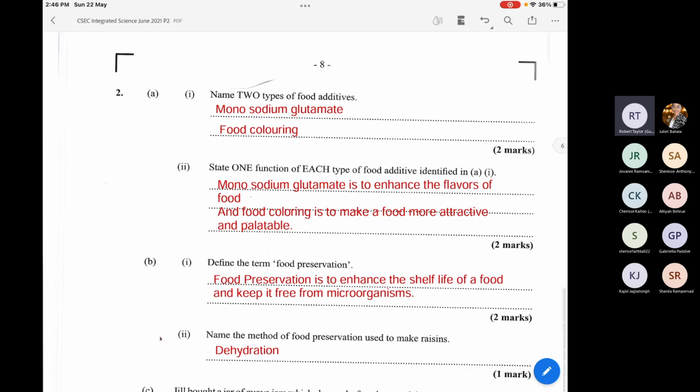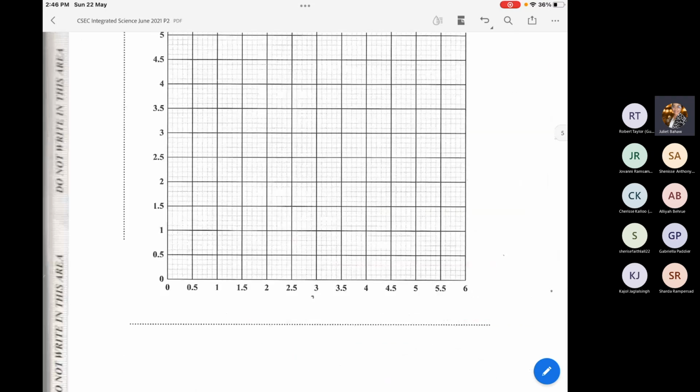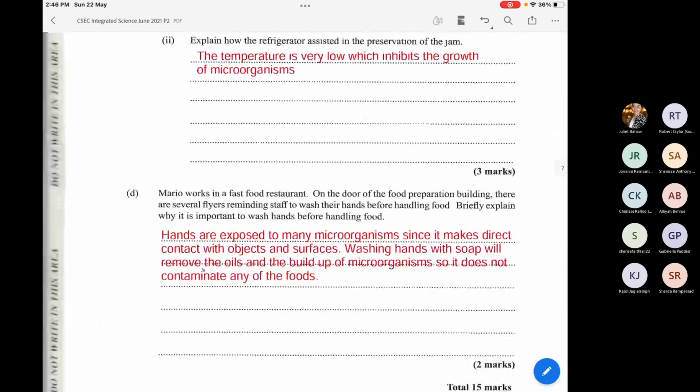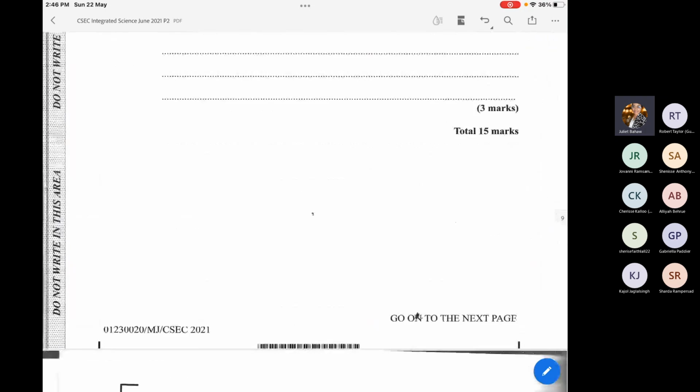All right, everyone good so far? Yeah, Miss. All right, doable so far, nothing difficult. All right, so let's jump to 4.